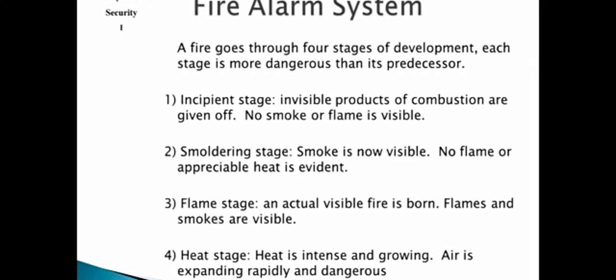Now we're going to talk about fire alarms. Why do we need to know about fire alarms? Because fire safety is rolled into the security department in 9 cases out of 10. So you're going to need to know about fire alarm systems.